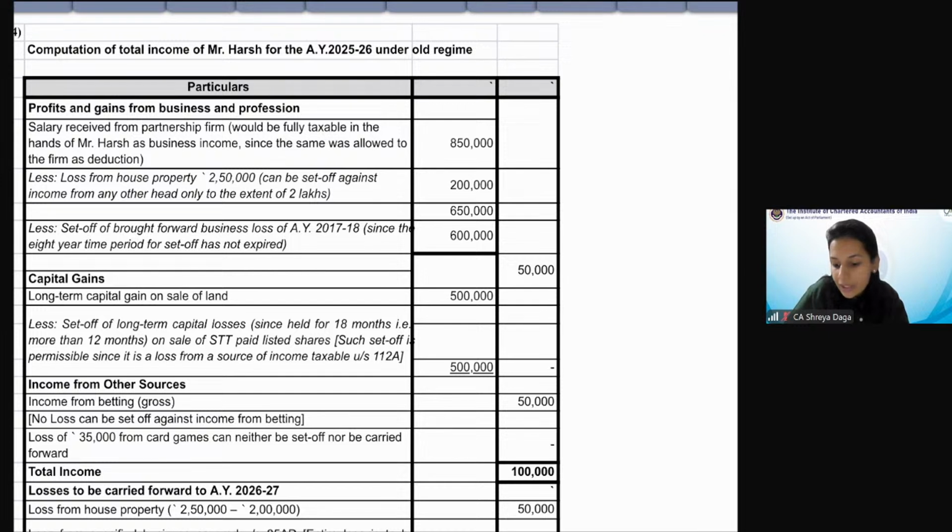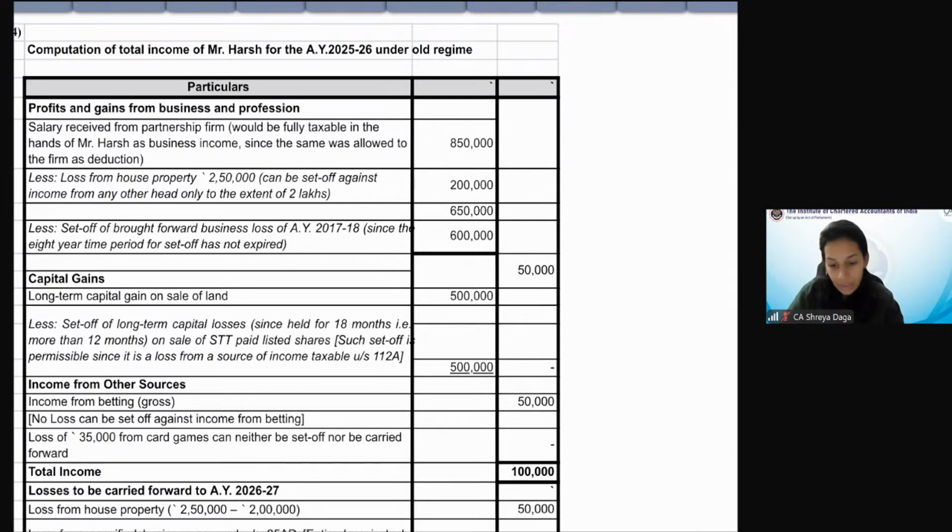Loss on sale of shares listed in a stock exchange held for 18 months and STT paid on sale and acquisition. And then say STT is paid, so I think it is a 111A kind of stuff. 18 months means more than 12 months. So 112A. Okay.